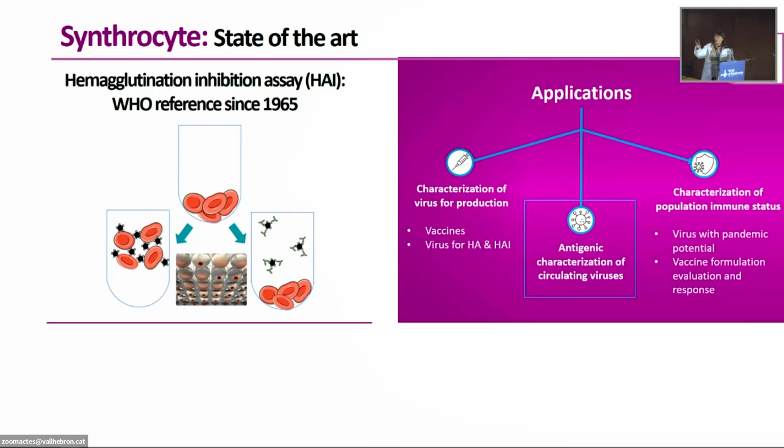This is a very versatile technique. You can use this technique to study how a virus grows in a culture, for example, to produce vaccines or diagnostic kits. And you can use a well-known battery of antibodies to study the viruses in the population to know how it's evolving. You can use a nice battery of viruses to study how the antibodies are in the population, for example, after vaccinating them.